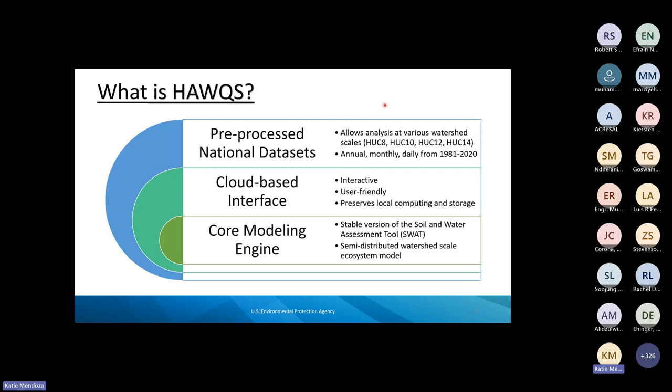The HAWQS platform is an interactive, user-friendly platform that is cloud-based. Because it is cloud-based, it preserves the local computation and storage that would be required to run a model on your own systems. It can all be run on the cloud. HAWQS is not a model itself. It is a platform that uses the SWAT model, the Soil and Water Assessment Tool, as the core engine to run a watershed model, and it is a semi-distributed watershed scale ecosystem model.